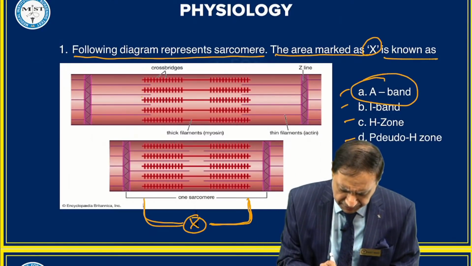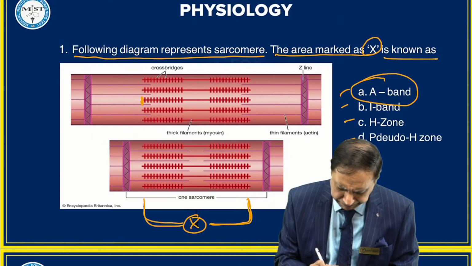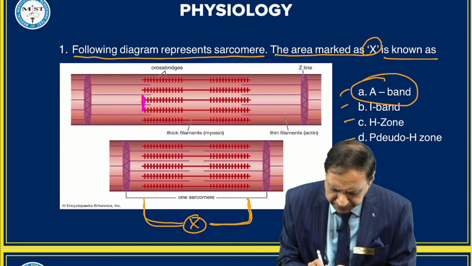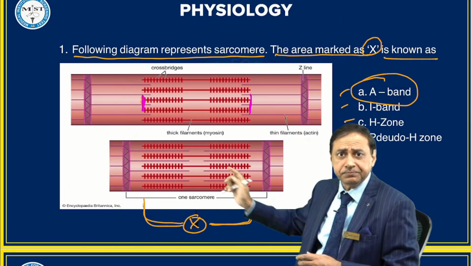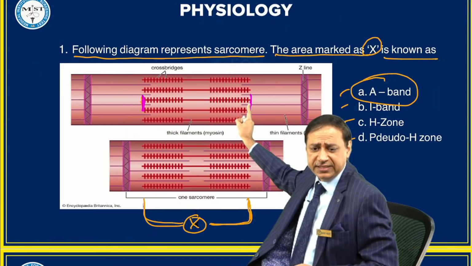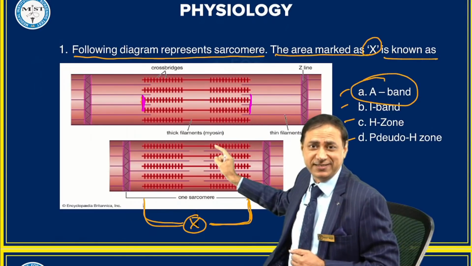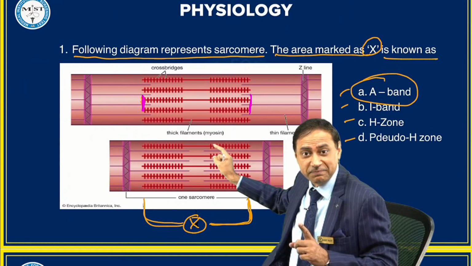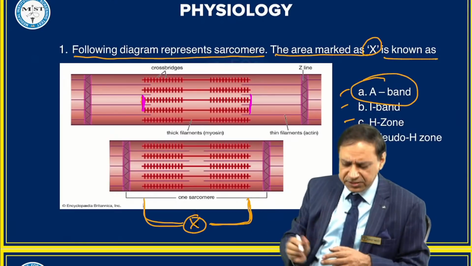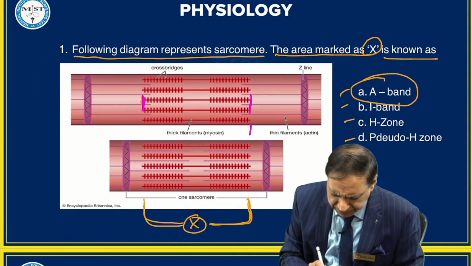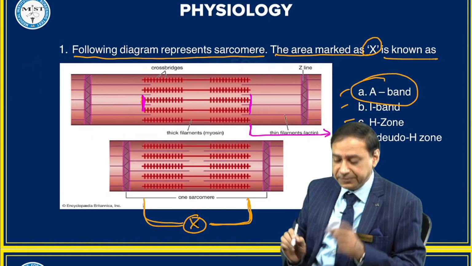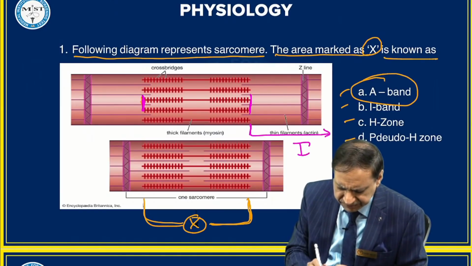This is the myosin filament. If you see this myosin filament, from this point up to this point, it is actually the myosin filament. So this is the A band, the length of the myosin. And where A band is not there, from here up to the next one, that is the I band. So this is I and this is A.